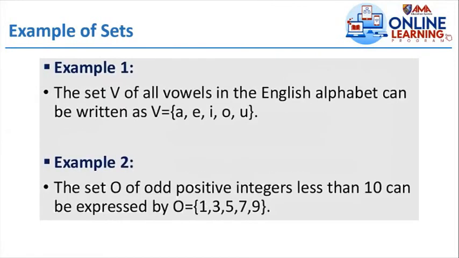For example, the set V of all vowels in the English alphabet can be written as V is equal to {A, E, I, O, U}. You can also write this as {U, O, I, E, A} or {I, E, O, A, U}. So it's up to you. In any order is okay, the order does not matter. Or the set of odd positive integers less than 10 can be expressed by O is equal to {1, 3, 5, 7, 9}. Or you can write {5, 3, 1, 9, 7} or any order.